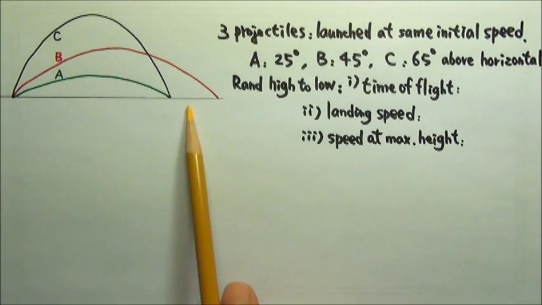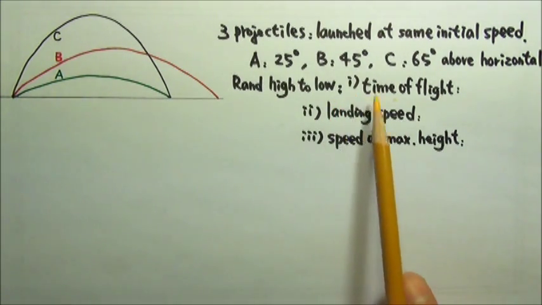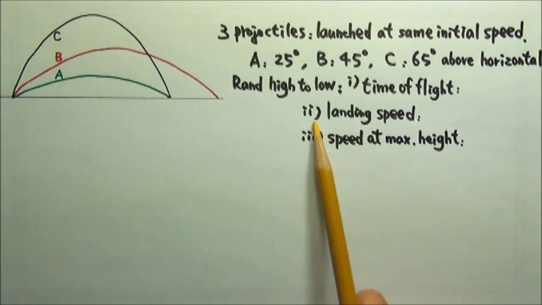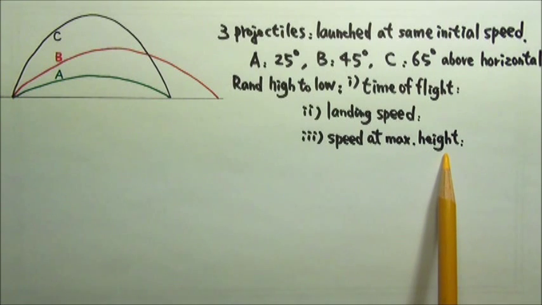For these three projectiles, rank from high to low according to 1. The time of flight, 2. The landing speed, and 3. Their speeds at maximum height.